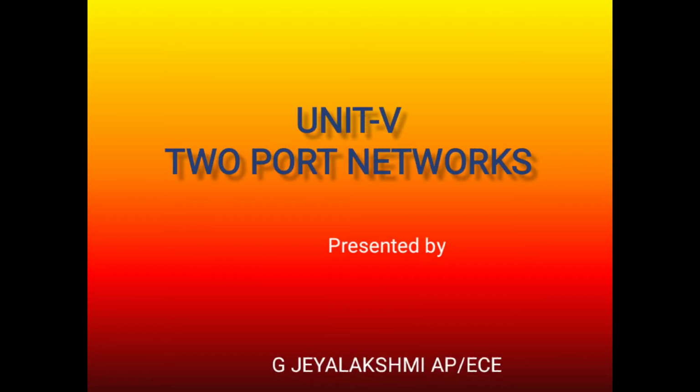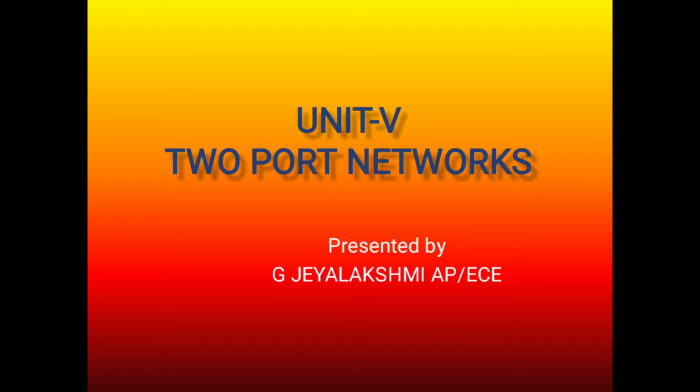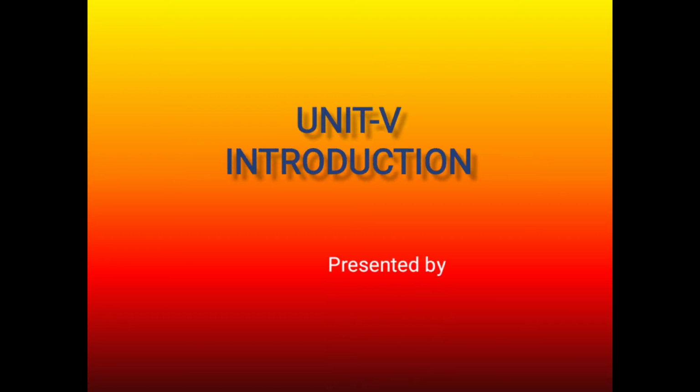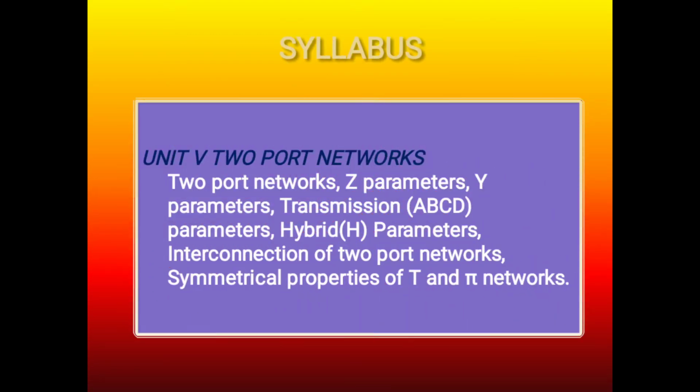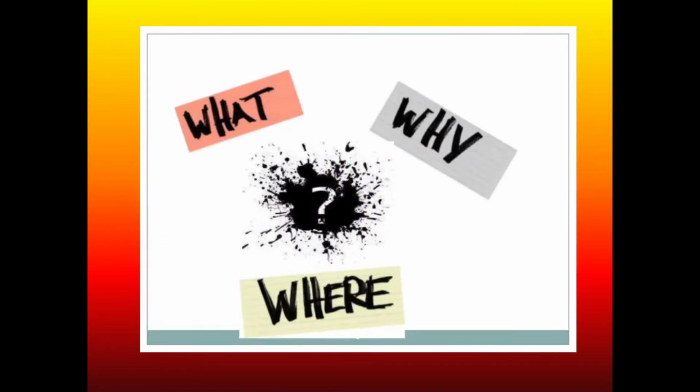Today we are going to discuss the fifth unit, two-port networks. Let me start with the syllabus. In unit 5 we are going to discuss two-port networks, the parameters measured for analysis, that is Z parameters, Y parameters, transmission parameters, hybrid parameters, and interconnection of two-port networks, how we are going to connect two-port networks. Then we are going to discuss the symmetrical properties of T and pi networks. Okay, let me start with that.